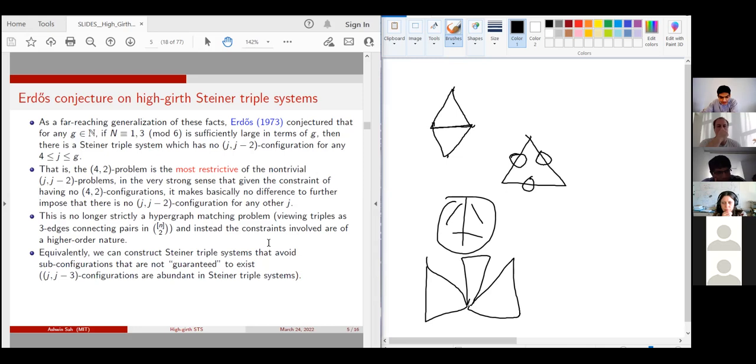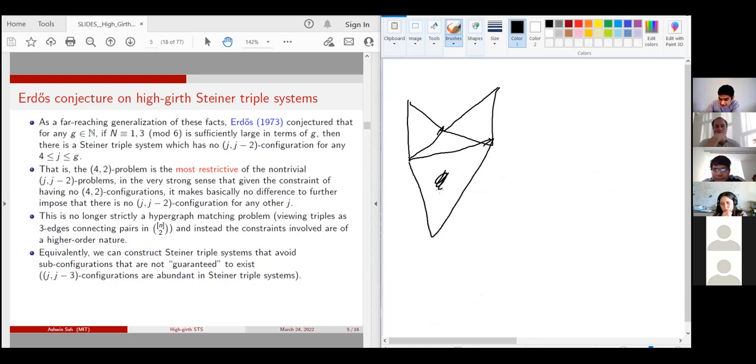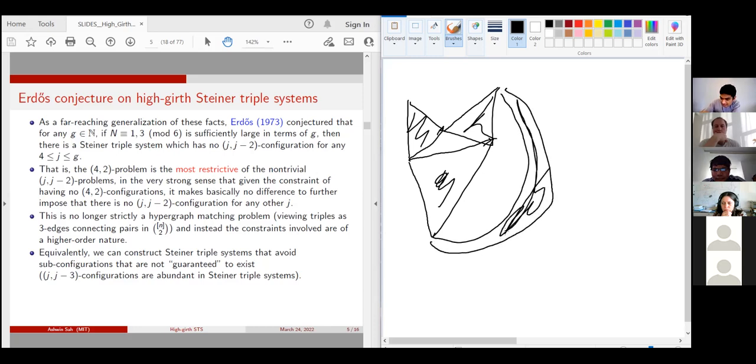And maybe as a comment, I should note that in general, j, j minus 3 configurations appear all over the place in Steiner triple systems. Let me just show why that is. I can start with, let's say, a triangle. Let's take a vertex and an arbitrary edge coming out of it. Since we're in a Steiner triple system, this edge needs to extend to a triangle. Now we have 5 vertices and 2 edges, so that's 5-2. Now let's take another edge and extend it. Now we have 6-3. Now let's take another edge and extend it. Now we have 7-4, and so on and so forth.